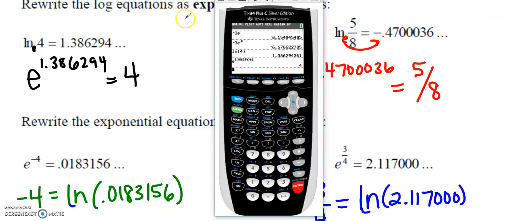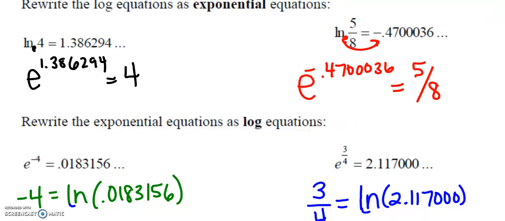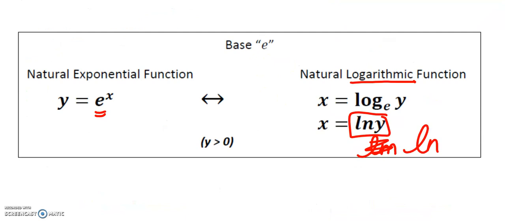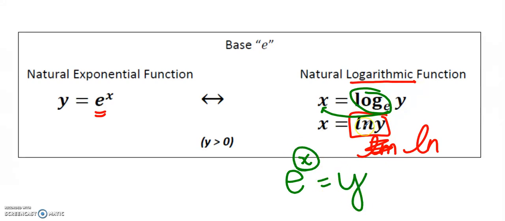So the last thing I want to go back to, again, is just this notation, that anytime you see ln, it is understood that what you're talking about is a log base e. So when you need to do the switch around, we're talking e to what power is equal to y.